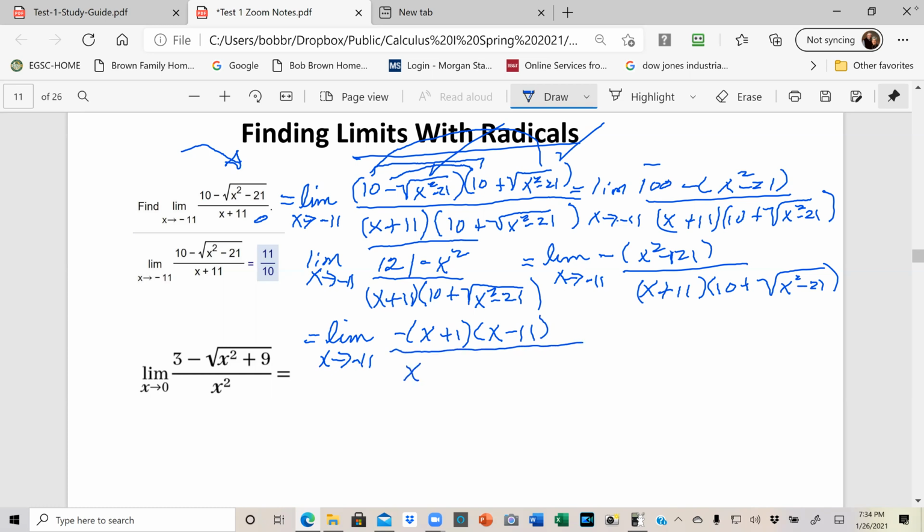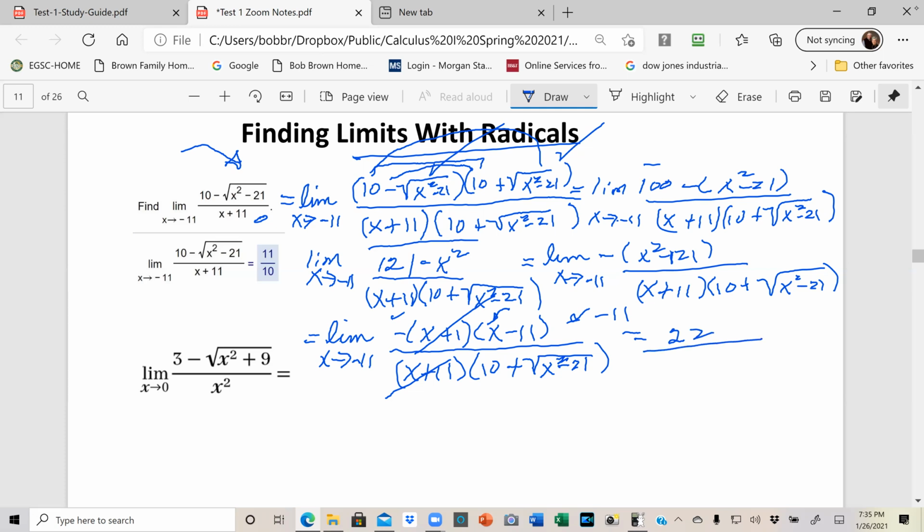Now we're seeing some light at the end of the tunnel. And now you factor the x plus 11 out. That gets rid of the problem of dividing by 0. And now you plug in minus 11. And then you get minus 11 is minus 22 times minus 1 is plus 22.